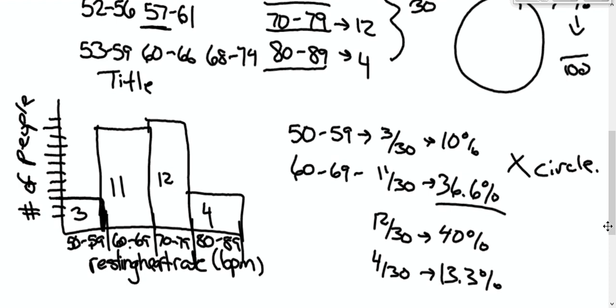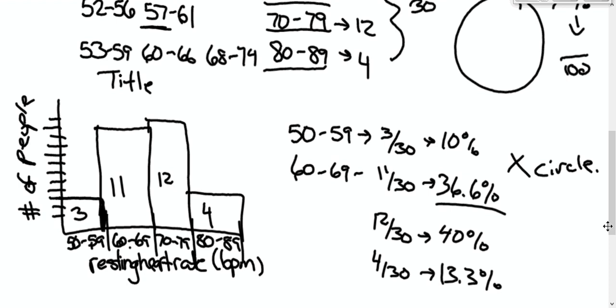My conclusion from this graph is that most people have a resting heart rate between 70 to 79 or very closely 60 to 69. If you have a heart rate of 50 to 59 resting, you are in a select few. And I can justify these conclusions based off of what my graph is showing me.